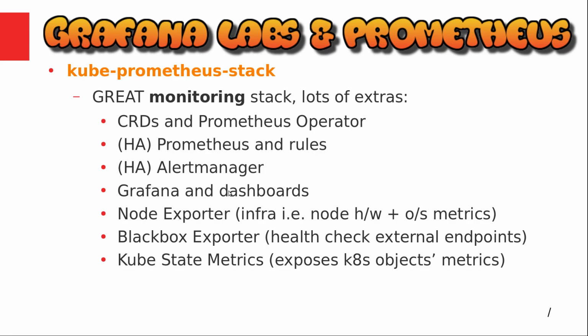It comes with Grafana as well, and with some really useful dashboards for Prometheus and monitoring. It also comes with these as well. So these here are types of Prometheus exporter. Node exporter allows you to get the underlying node hardware and OS metrics. Blackbox exporter, a lot of companies use this. You can use this to health check external endpoints, HTTP endpoints. You can check certificates for expiry and that type of thing. It also comes with something called kube state metrics, and this exposes the metrics from your Kubernetes objects or resources. So it comes built in with this.